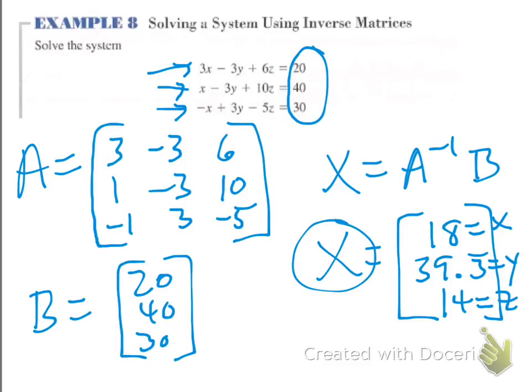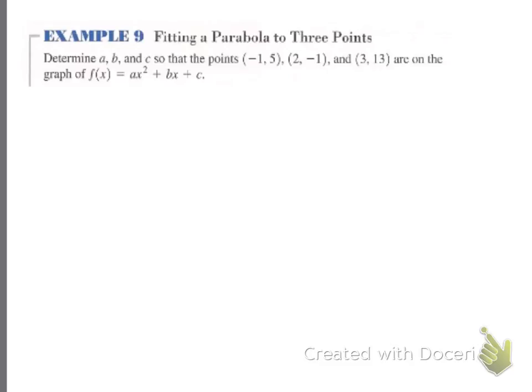And by the way, this capital X just means the X matrix. It's the solution matrix, okay? So that capital X is the name of the matrix, that's all. So very simple. Now, if we wanted to determine A, B, and C so that these 3 points would be on the graph of f of x equals ax squared plus bx plus c, here's what we would do. We could use a matrix to figure out what the coefficients of x squared, x, and the constant are. So here's what we do. We're going to wind up with a system of 3 equations.